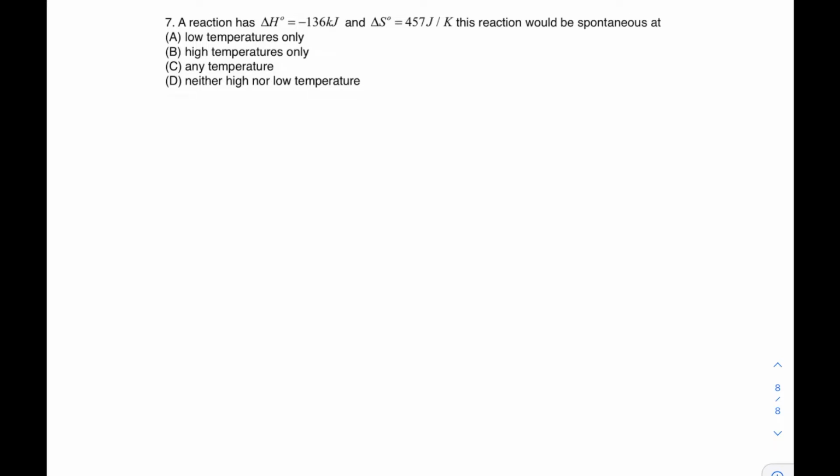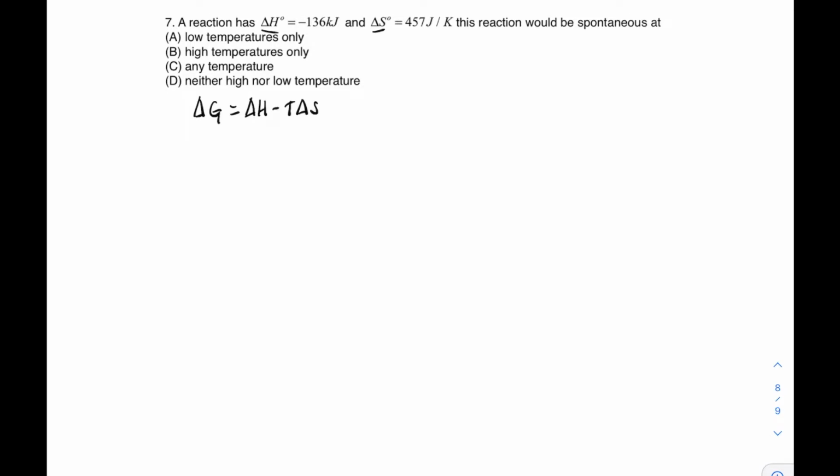All right, so we don't know what reaction they're talking about here, but we do have the change in enthalpy and change in entropy. And we want to know, okay, when is this reaction spontaneous? Low, high, any temperature, no temperature. So remember, if you don't have the formula, delta G is equal to delta H minus T delta S.